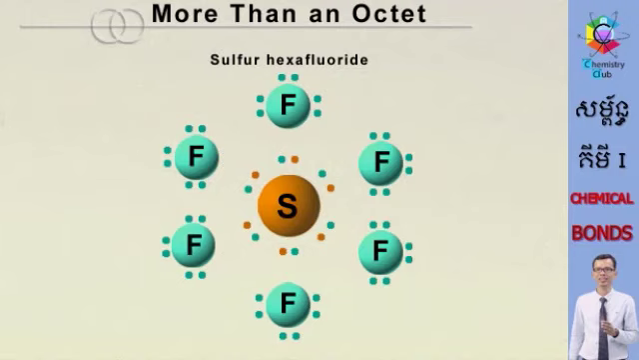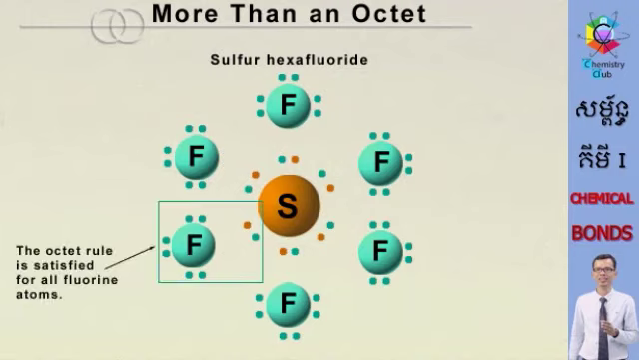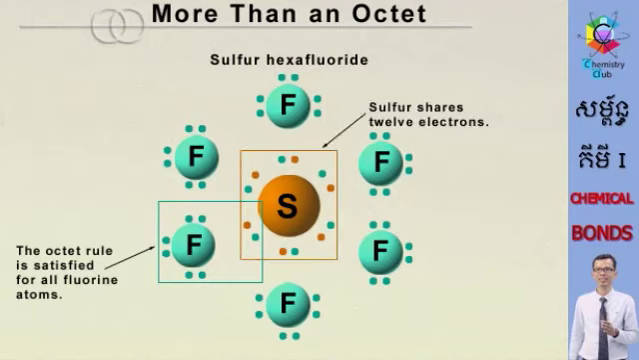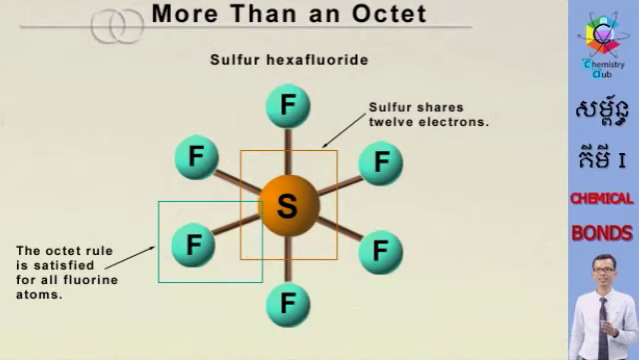Bonding the sulfur atom to all the fluorine atoms satisfies the octet rule for the fluorine atoms. However, this also leads to the sulfur atom possessing 12 electrons. The reason these atoms can form bonds while possessing more than 8 electrons is because the extra 4 electrons fill empty 3d orbitals.